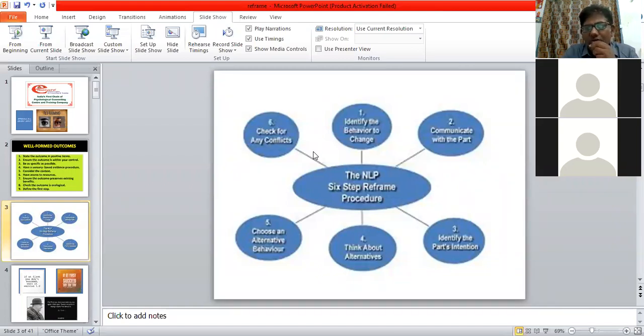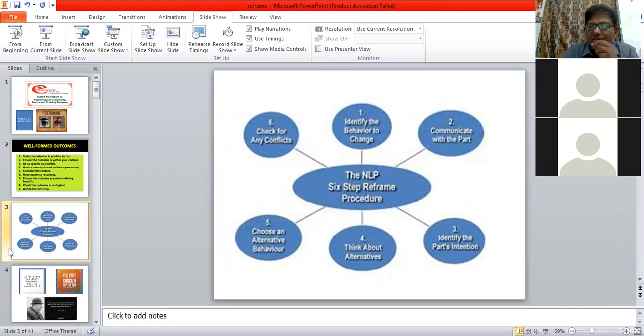Now, as I told you, suppose somebody is smoking. What is the intention of the part? For example, somebody is smoking. Maybe he feels that his stress is being reduced. Okay, so that may be the intention of the part.